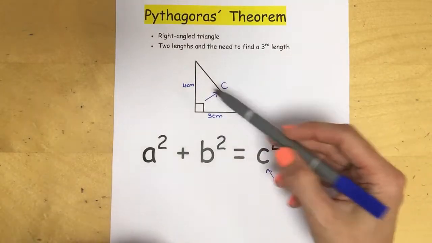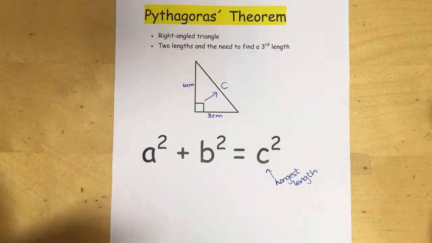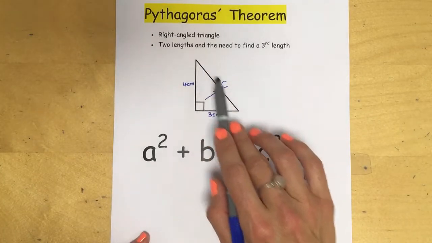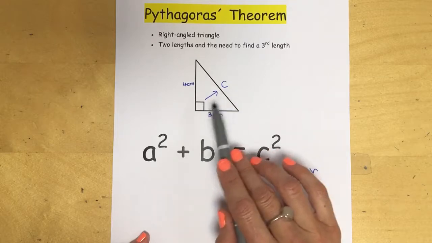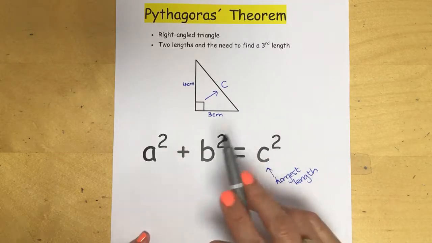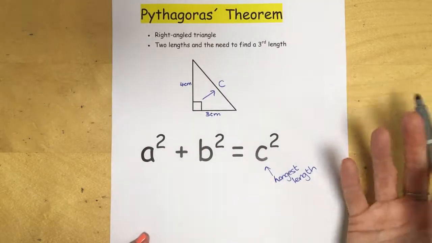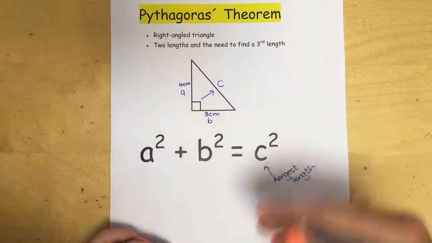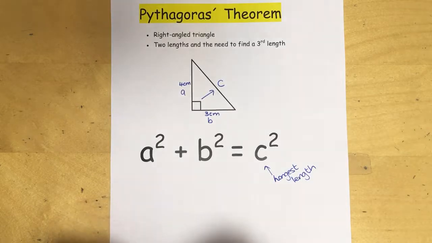Now, the other two lengths can be labeled A or B. That doesn't matter. The most important thing is that you label the longest length, which is across from the right angle, C. And then the other two you can label A or B. So if I call this A and I call this B, I could have done it the other way around, but I've just decided to do it that way around.